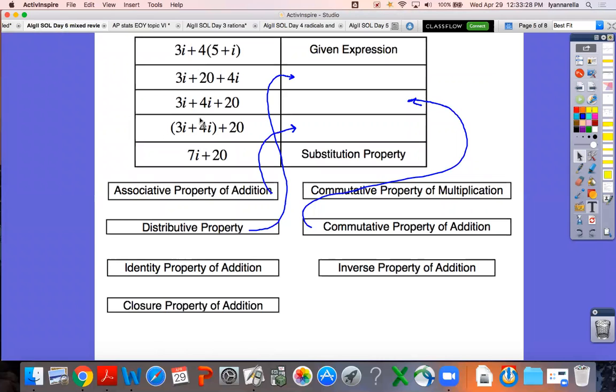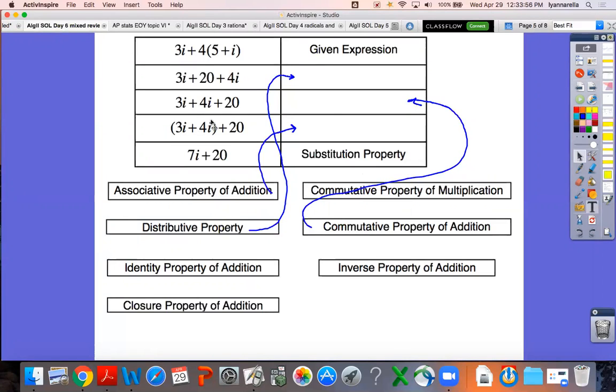And then this is like your Mastery Connect test. It's a drag and drop. So you start with this line, 3 plus 4 times 5 plus i. That's your given. Now, how did I go from this line to this line? Well, it's obvious. I multiply the 4 times 5 and the 4 times i, and we call that the distributive property. And then how did I go from this line to the third line? Well, it looks like I just replaced the 4i with the 20 and the 20 with the 4i. So that's the commutative property of addition.